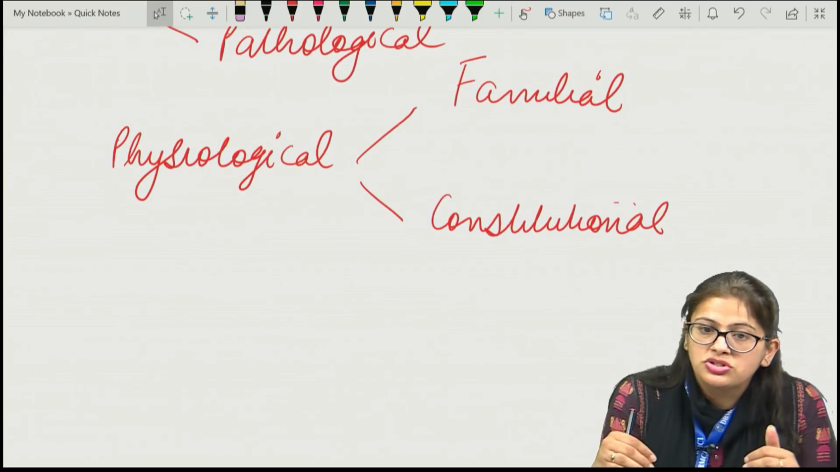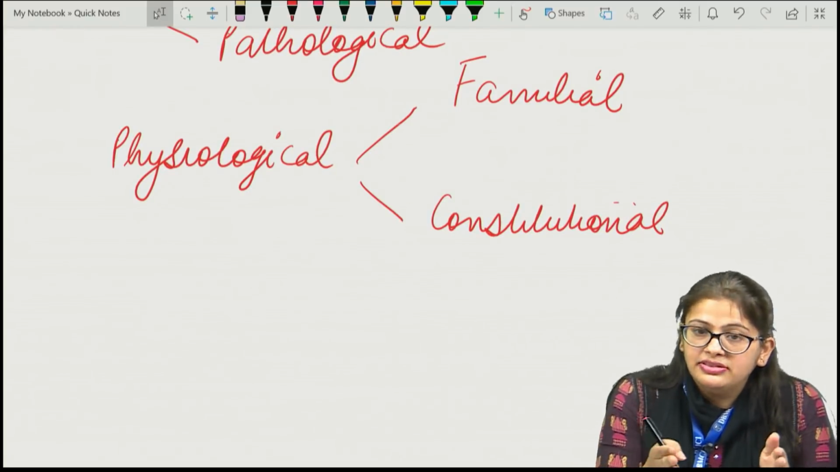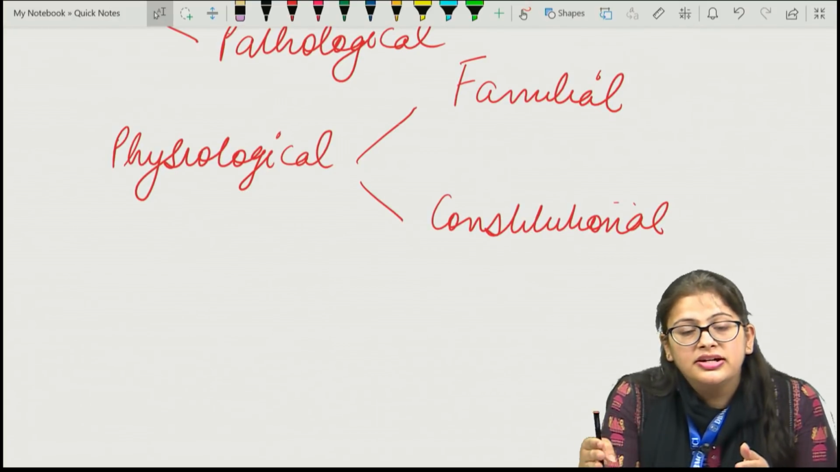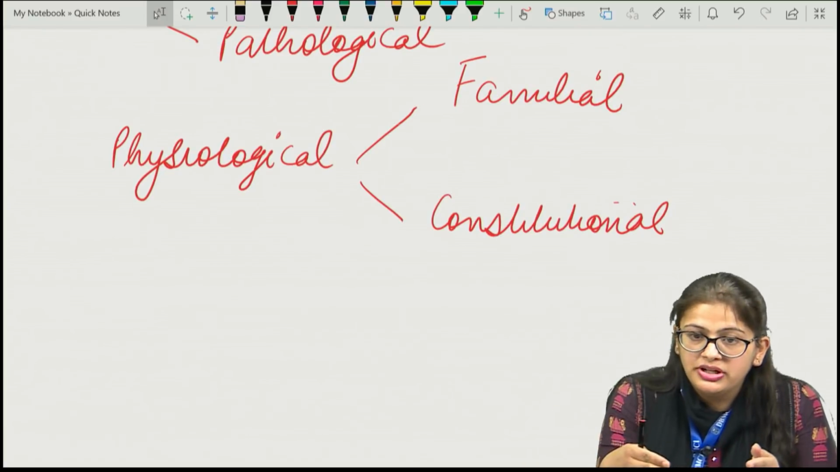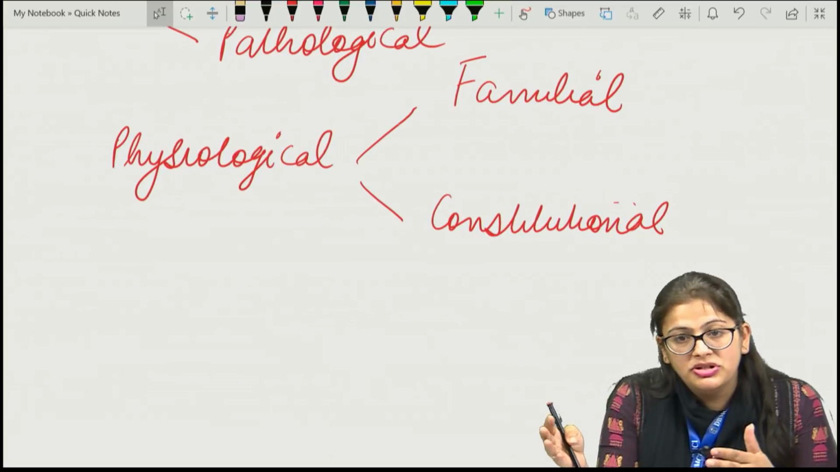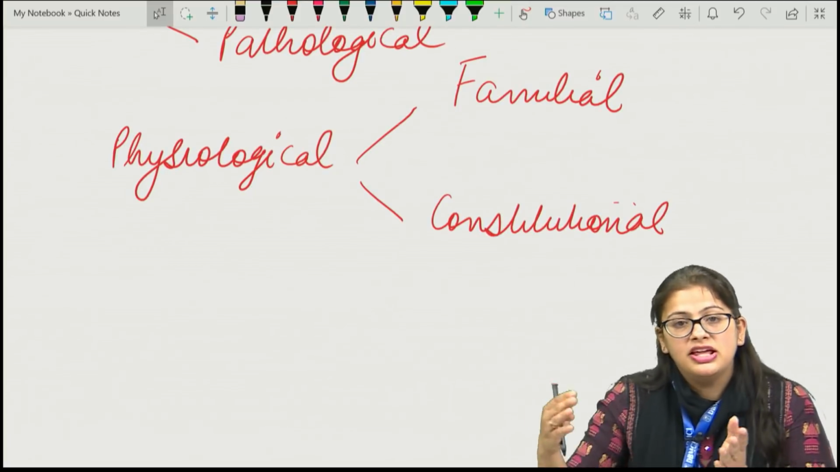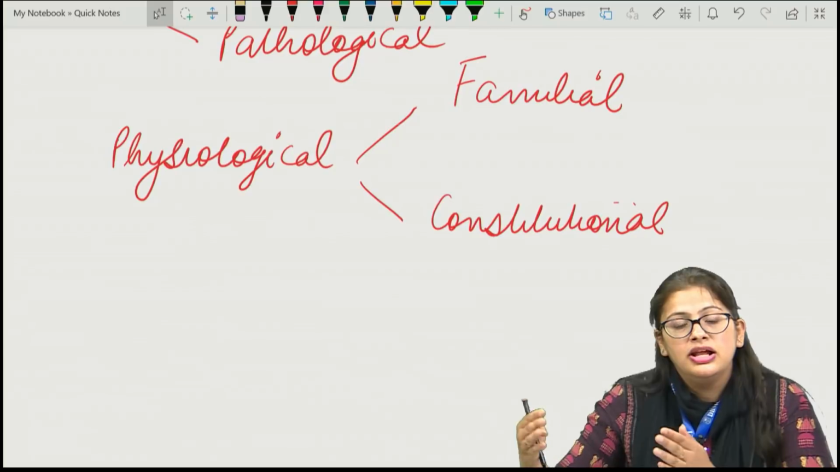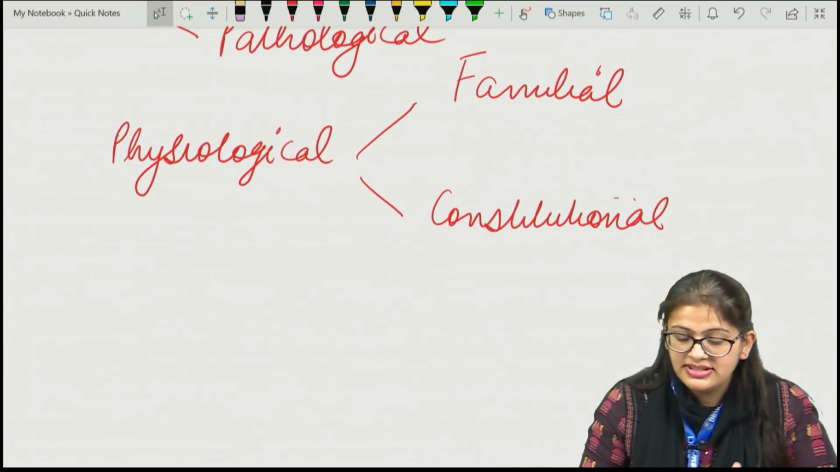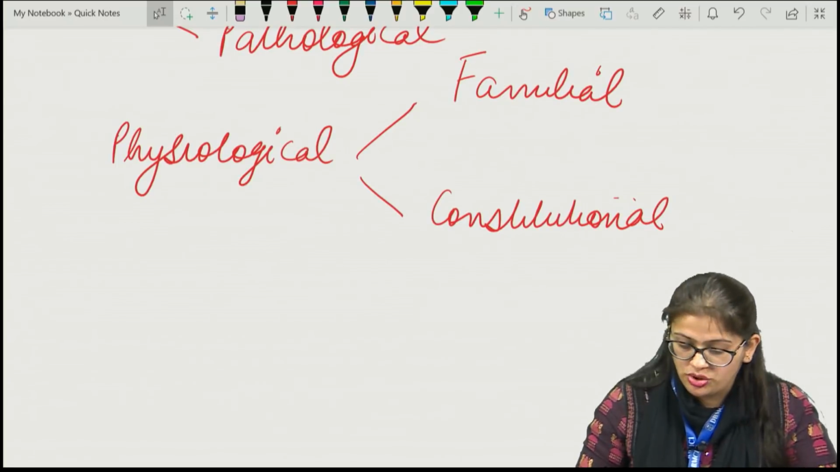While in constitutional short stature, it is seen that these children are late bloomers, or that they will gain their height a little later in life. In such children, we can get a history that the parents also attained puberty at a later age, and hence they also attained their height a little later than their peers. So these are the two causes of physiological short stature.